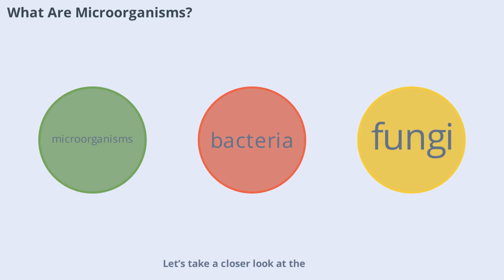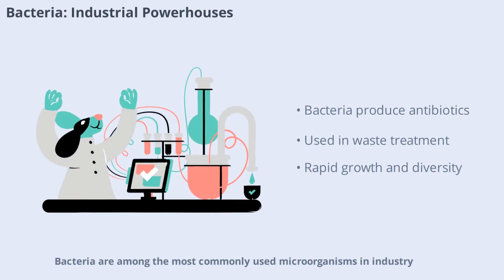Let's take a closer look at the main types of microorganisms used in industrial processes. Bacteria are among the most commonly used microorganisms in industry. Their rapid growth and metabolic diversity make them ideal for a wide range of applications. For example, certain bacteria are used to produce antibiotics, enzymes, and amino acids. Others help in waste treatment and bioremediation. By selecting and engineering specific bacterial strains, industries can optimize production processes and create products more efficiently.